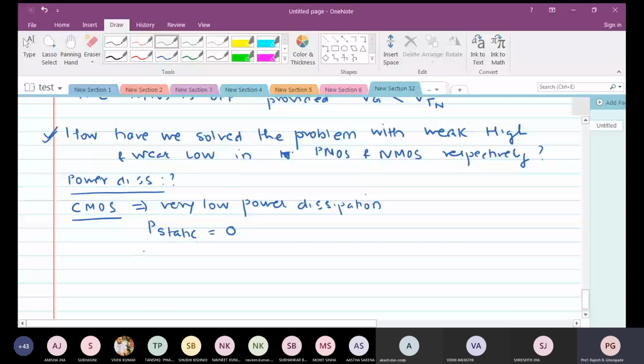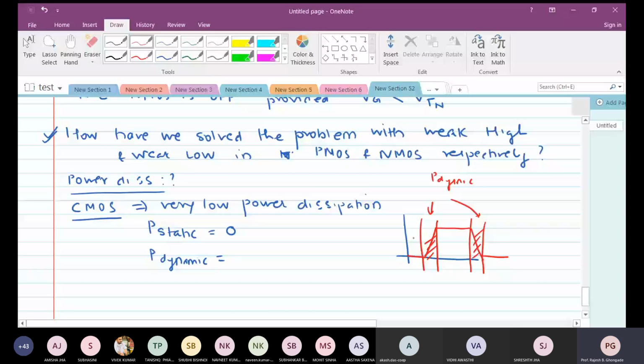The power dissipation happens to be in dynamic state. That is, when there is a transition from 0 to 1 and 1 to 0. So it goes from 0 to 1 and again from 1 to 0. In this part, there will be some power dissipation. So this will be the P dynamic. And other parts, it will be P static.